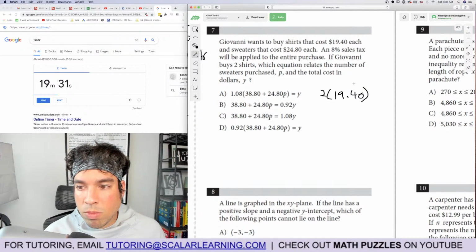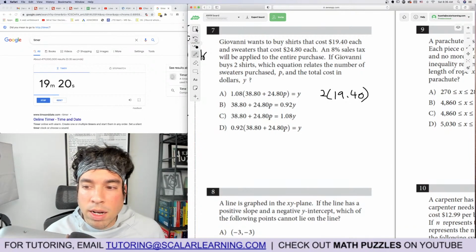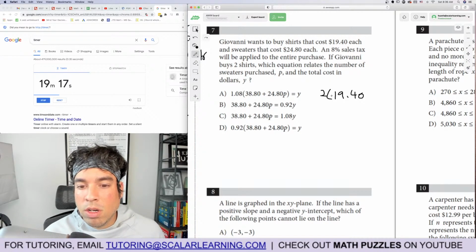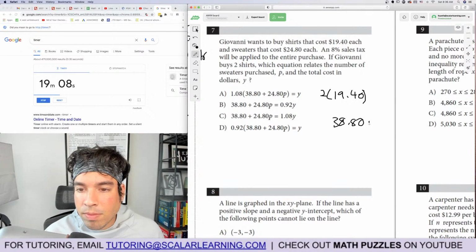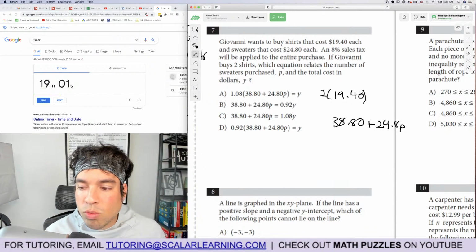Which equation relates to the number of sweaters purchased? What? This doesn't even make sense. If Giovanni buys 2 shirts, which equation relates the number of sweaters purchased P and the total cost? Got it. So it's an unknown amount of sweaters. So it's 2 times 19.40, which is, let's just multiply that, 38.80. So it's 38.80, and I see that in all of these, plus 24.80P, because P is the number of sweaters.